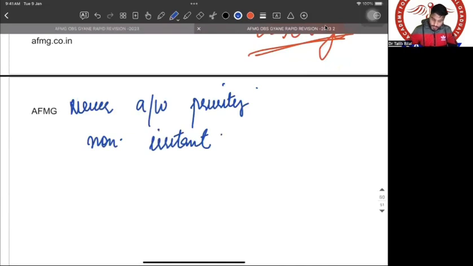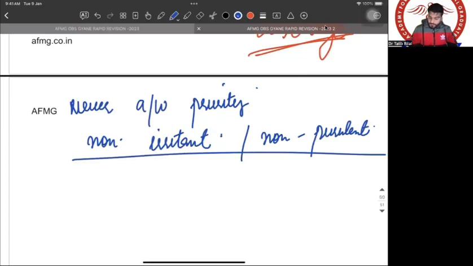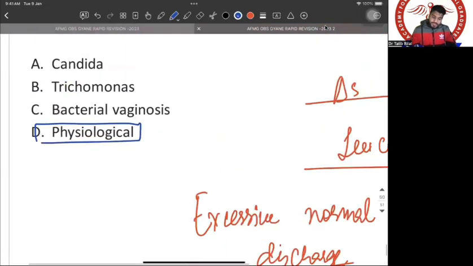It's non-irritant or non-purulent. Is that okay, guys? Okay. About candidiasis, my dear students, which type of discharge do you have?